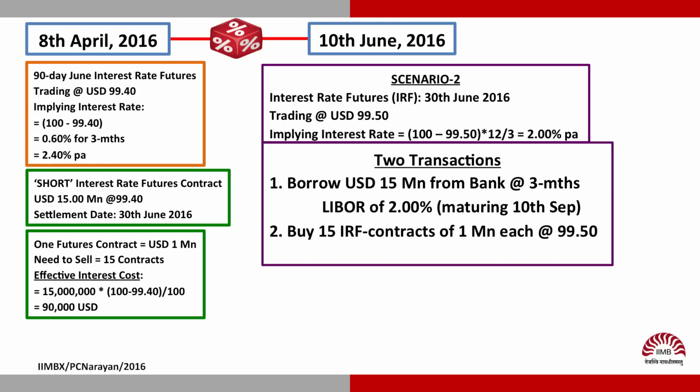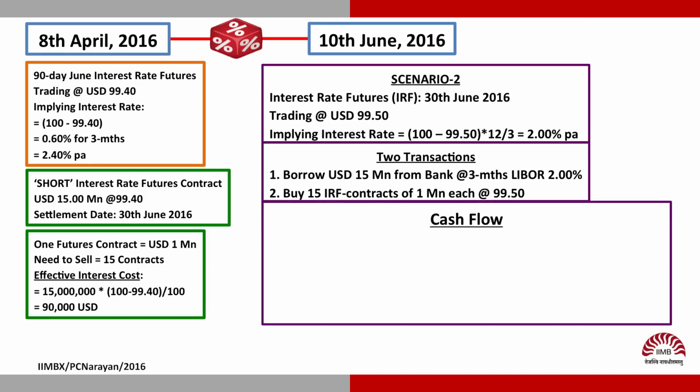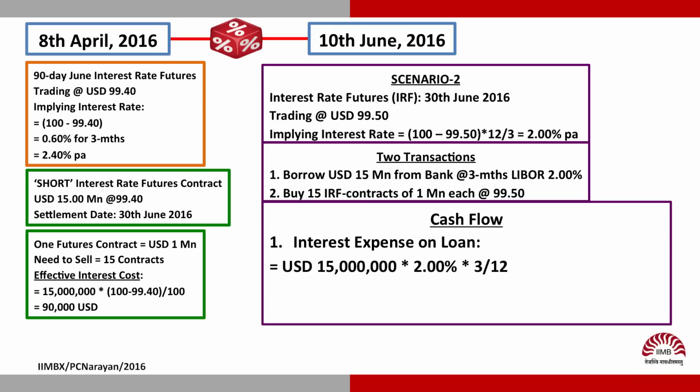Buy 15 interest rate futures contracts of $1 million each at 99.50 to square the 15 interest rate futures contracts of 1 million US dollars each that it had sold at 99.40 on 8 April 2016. Cash flows resulting from the above two transactions will be: 1. Interest expense on the loan commencing on 10th June for 3 months, 15 million US dollars into 2% into 3 divided by 12, which will be 75,000 US dollars.